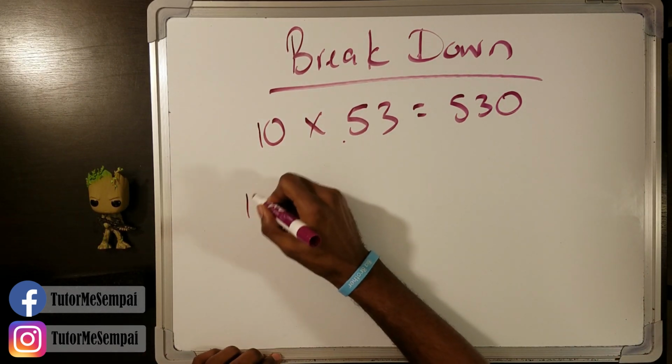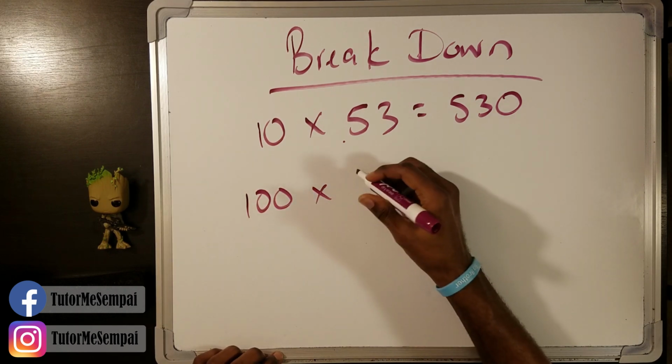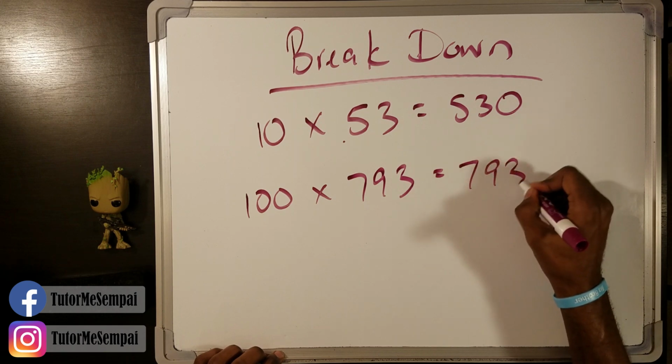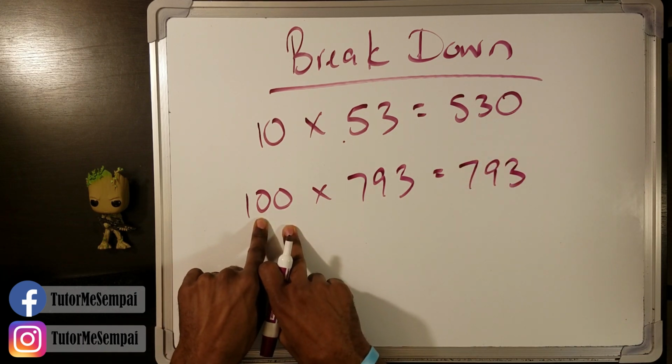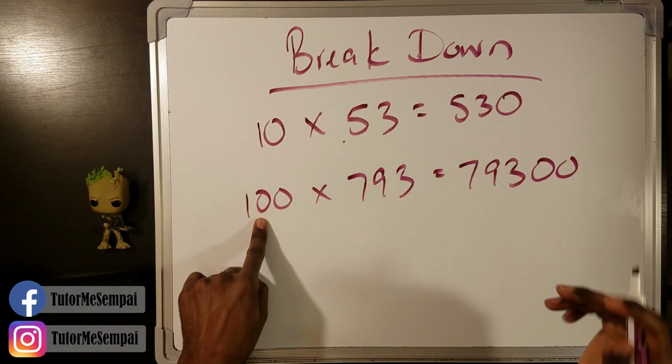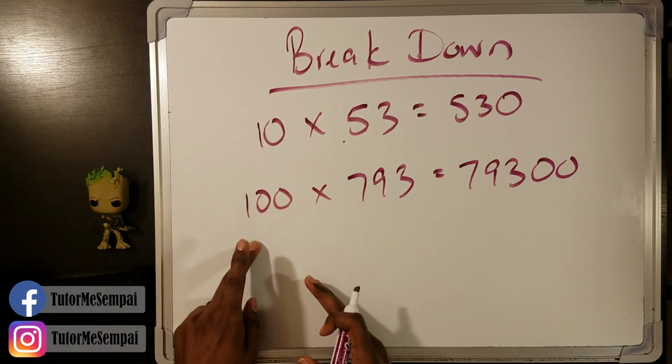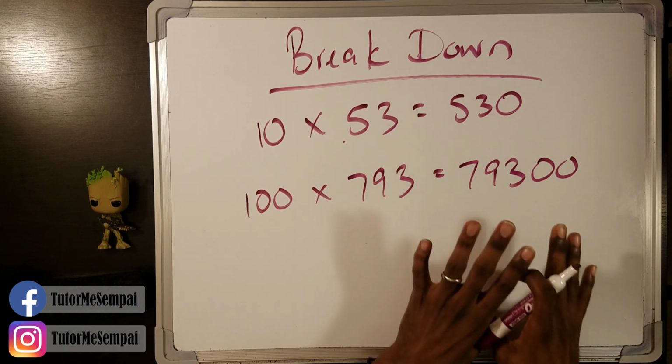We did the same thing for 100. So if we had 100 times, let's say, 793, we can do 793. How many zeros in 100? 2 zeros, and we tack them at the end. So this was our shortcut in order to multiply by 10 and 100. So our breakdown is to do this in reverse.